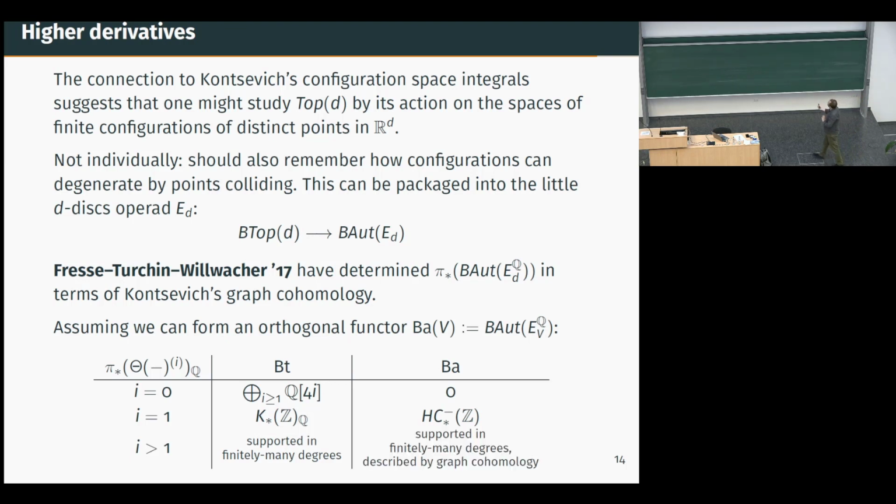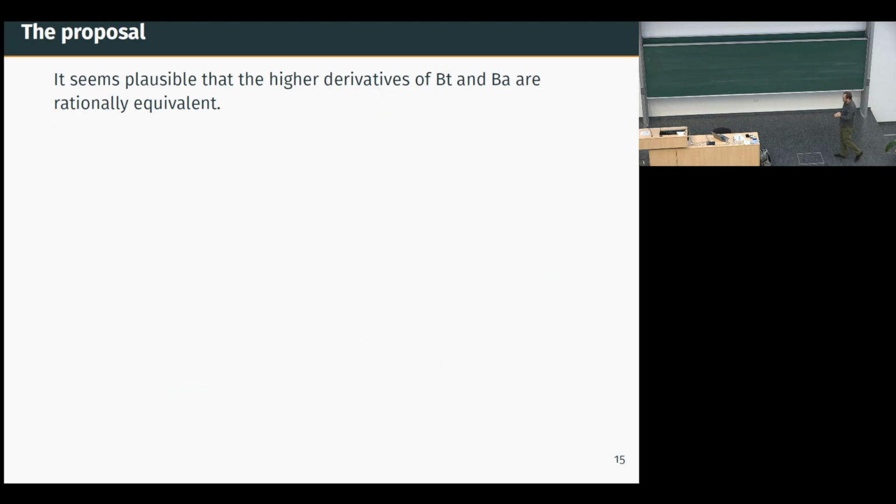But the higher ones, it turns out, you get exactly the following behavior. They're supported in finite bands of degree, and they're described in terms of graph homology. So the proposal, then, is as follows. It seems plausible to me that the higher derivatives are just the same. Higher meaning 2 and higher. And so that would suggest that it's like having two formal power series where only the 0th and first coefficients are different. All the higher coefficients are the same.